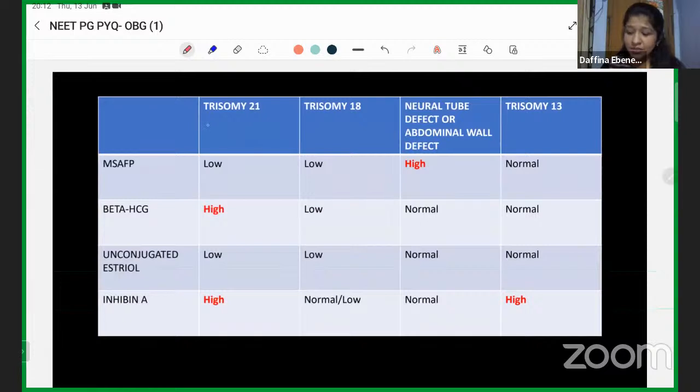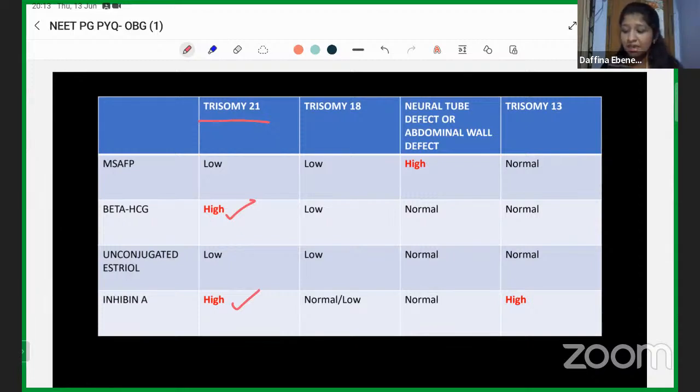Okay. In trisomy 21, only 2 parameters will be high. One is beta HCG and the other is inhibin A. Remember as A and B, inhibin A and beta HCG. These are the 2 that are going to be high in trisomy 21. So if they give you the options, which of the parameters are high in trisomy 21, it will be beta HCG and inhibin A. All the other parameters will be low in case of Down syndrome.